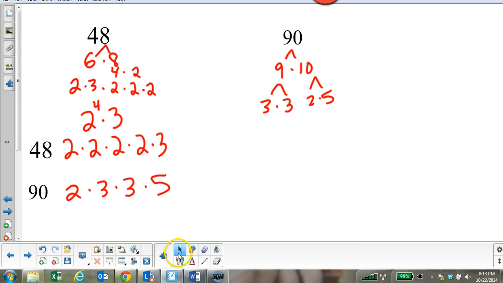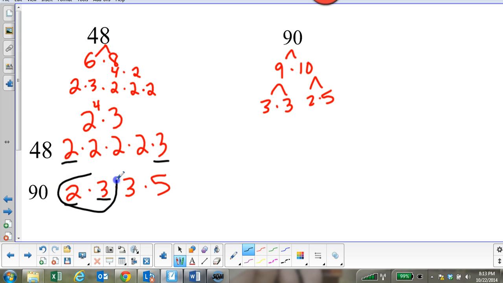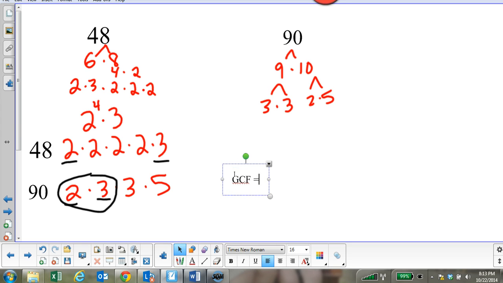And if you look at what they have in common, right, they each have a factor of 2. And there's no other common factor. Oh, there's a 3, and they each have a 3. So they each have 2 times 3 in them. So their GCF will be 6. So the biggest number that goes into both is 2 times 3 or 6.